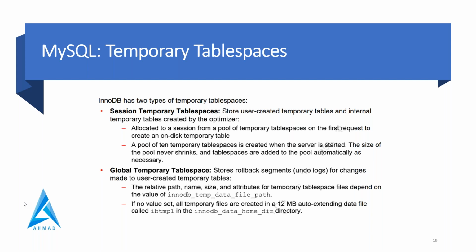Each tablespace is stored as a file with the extension .ibt in the directory specified by the innodb_temp_tablespaces_dir variable. The default location is the #innodb_temp directory in the data directory. The information_schema.INNODB_SESSION_TEMP_TABLESPACES table provides metadata about session temporary tablespaces, and the information_schema.INNODB_TEMP_TABLE_INFO table provides metadata about user-created temporary tables that are active in the InnoDB instance. So this is about the things related to temporary tablespaces.